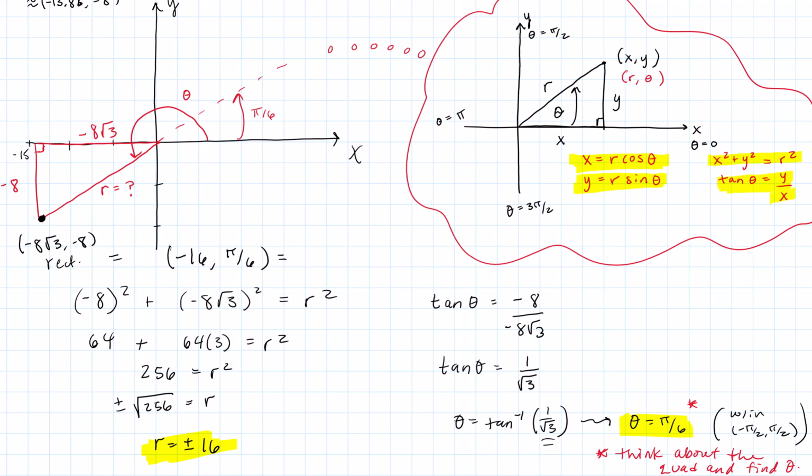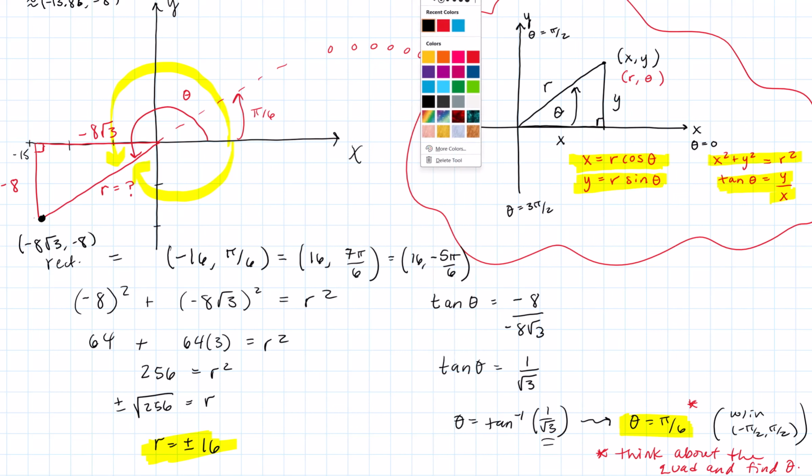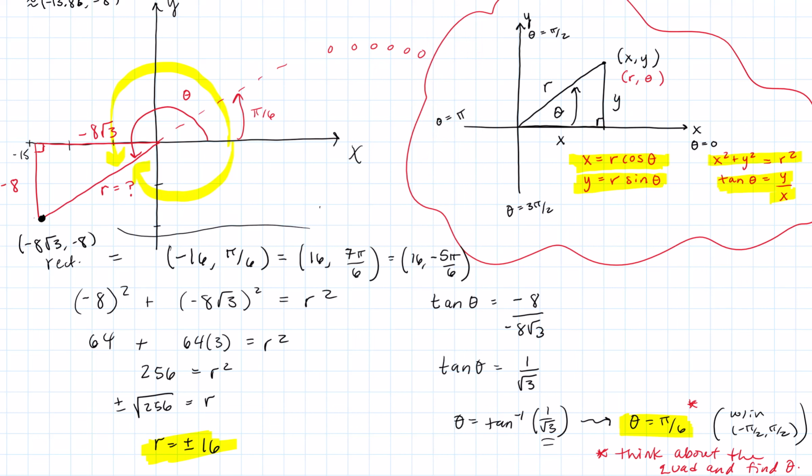But if we wanted to go all the way and use a positive radius, so a positive 16, well, this equivalent ray in the third quadrant would be 7 pi over 6. Now, what if we wanted to use a negative angle but a positive radius? Well, we could go this direction and we could say this is equivalent to 16 and negative 5 pi over 6. Okay, that's probably enough examples on that one.